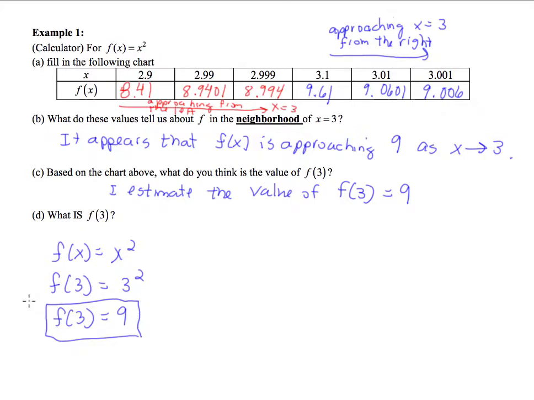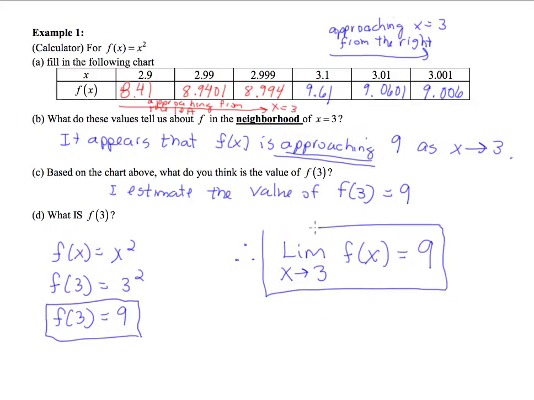Okay, now let's look at how I could write this information using some calculus notation. I want to say that f of x is approaching 9 as x gets closer and closer to 3 from the left and closer to 3 from the right. In calculus notation, that is what a limit is. A limit is what the value of the function is approaching from each direction, from the left and from the right at the same time. So in calculus notation, I would write that the limit as x approaches 3 of my function f of x is 9. And that's answering what's happening in the neighborhood of 3.